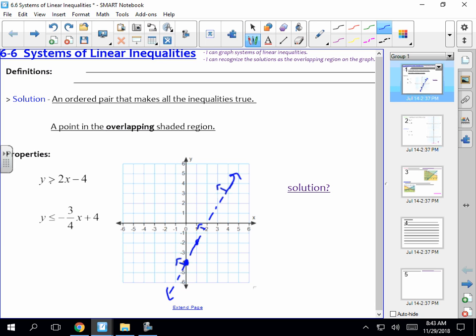In the textbook, they use I think fluorescent, like a yellow for the common region. And then on the worksheet, it's just shaded a little dark. The darkest shading is the common region. Okay. So there's that one. Let's go ahead and graph this other one right here.